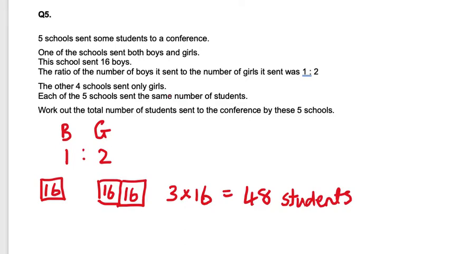And then we're told the other 4 schools send only girls, so that perhaps they're girls' schools, but each of the 5 schools, including the first one, sent the same number of students. This means we take our 48 students, because that's what's sent per school, and multiply it by the number of schools. They all sent exactly the same number of students, and that's when we get the answer, which is 240 students.